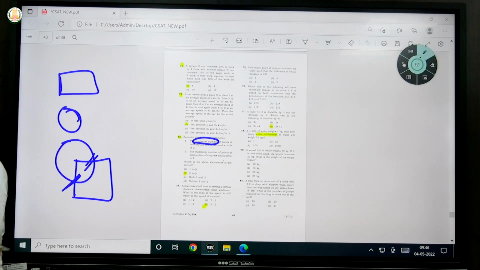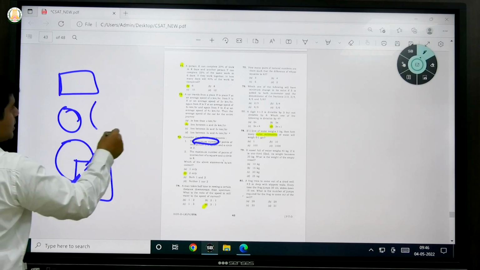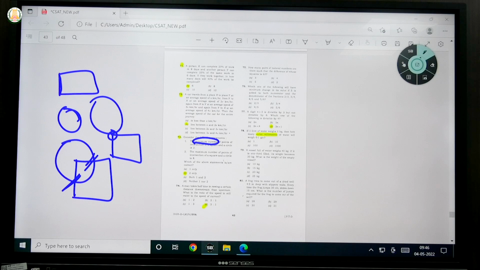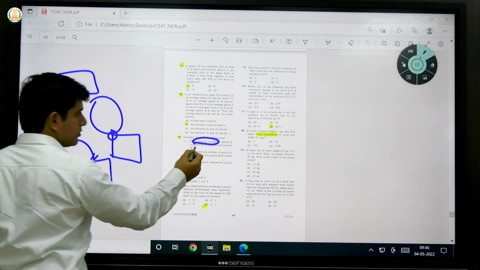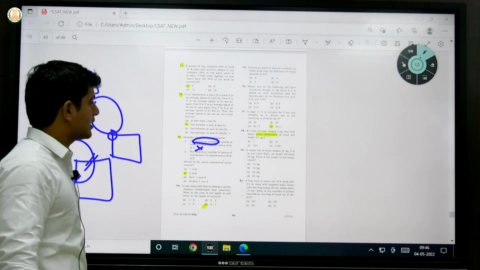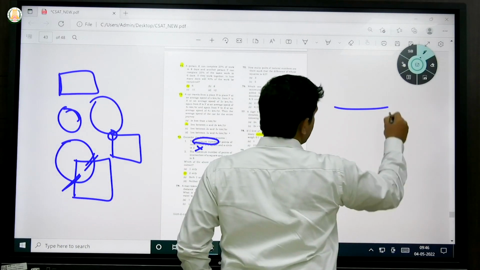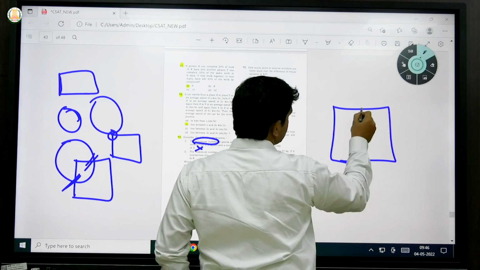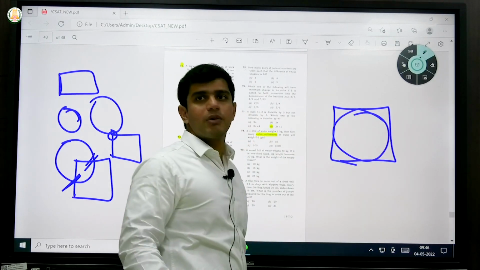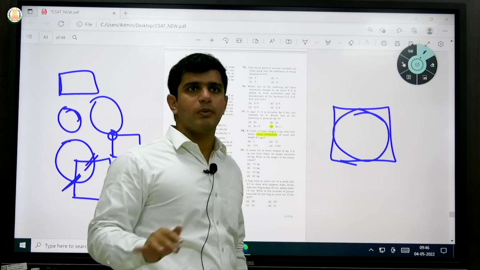But always try to find the extreme example. The extreme example will be this, where they are just touching. So minimum point is 1. So this will be wrong. The maximum number of points of intersection of a square and a circle is 8. So if you see this case, they are meeting 4 times. But what if the circle is bigger? So try all possible combinations.